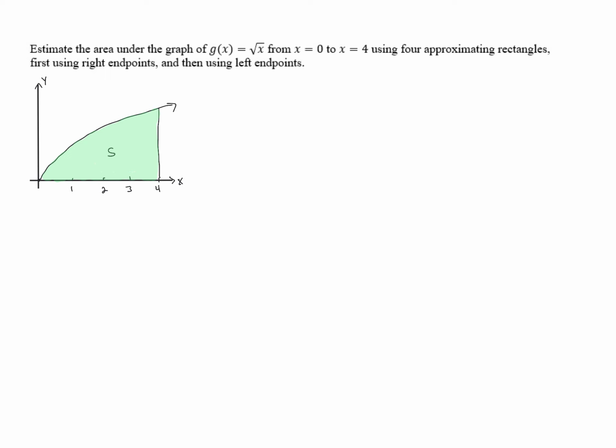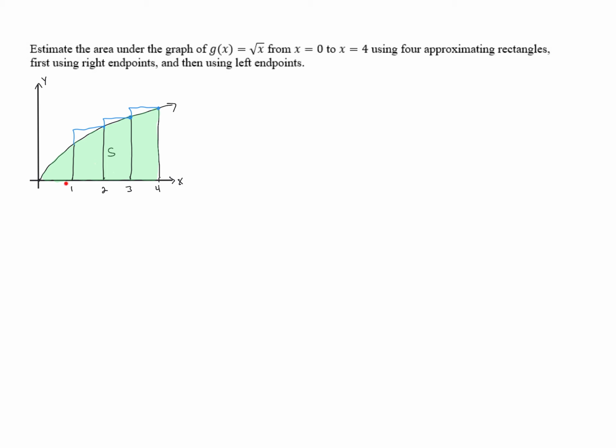So we have our region, and we want to use 4 approximating rectangles, so we need to cut it into 4 strips. And we'll do that by putting up vertical line segments at 1, 2, and 3. And then we want to use right endpoints and then left endpoints. Let's actually draw in the rectangles with the right endpoints. So it's going to look something like this.